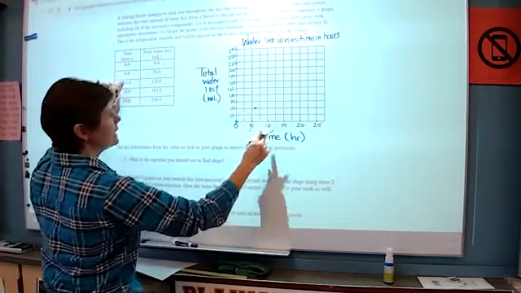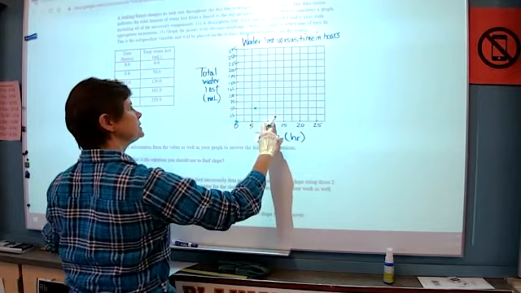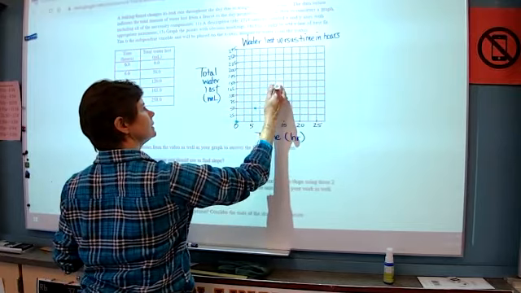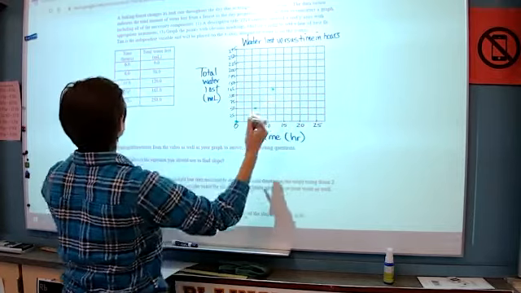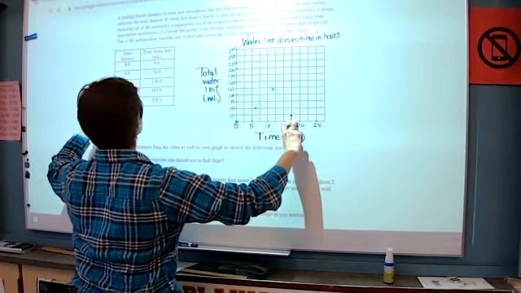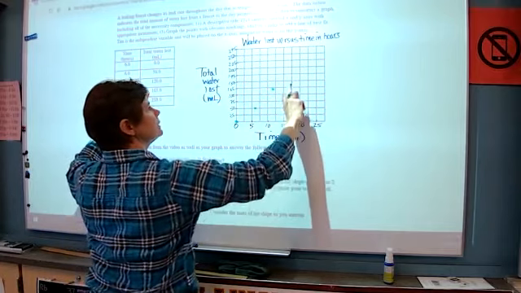We have 12 hours. So if that is 2.5, 12 hours versus 120. So that will be here. We have 18 hours out here versus 165. It'll be up here.